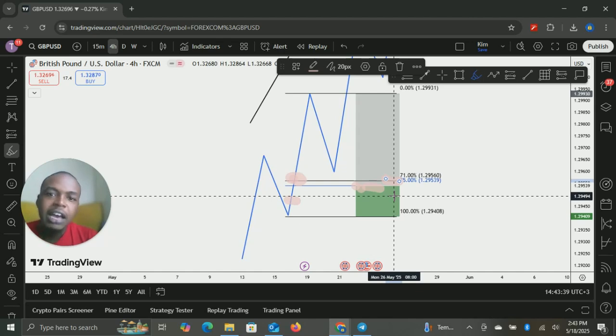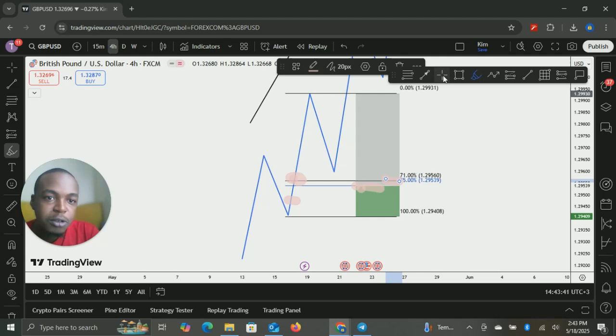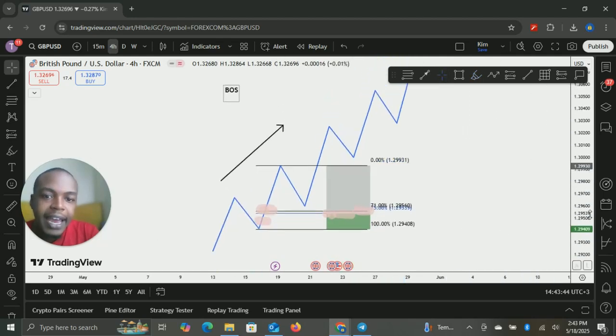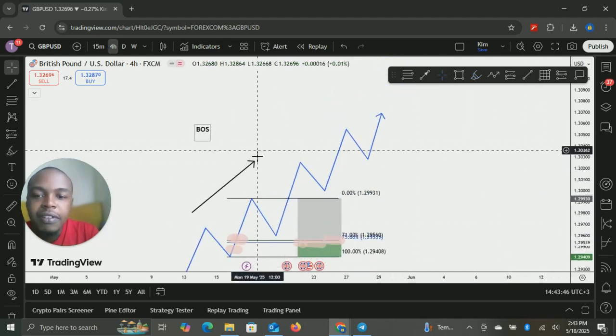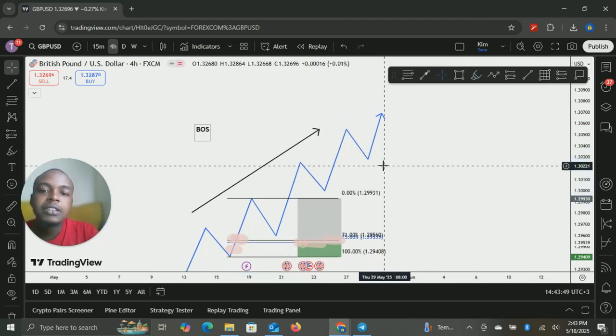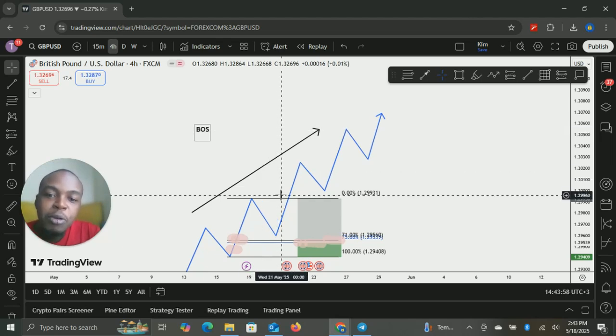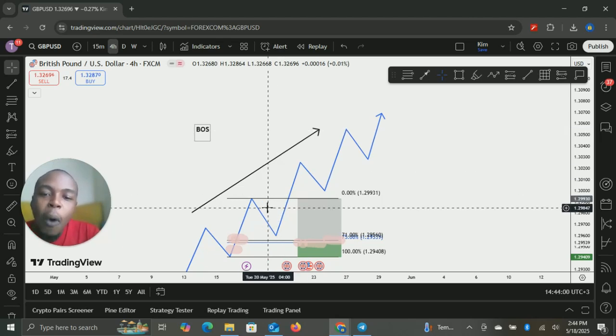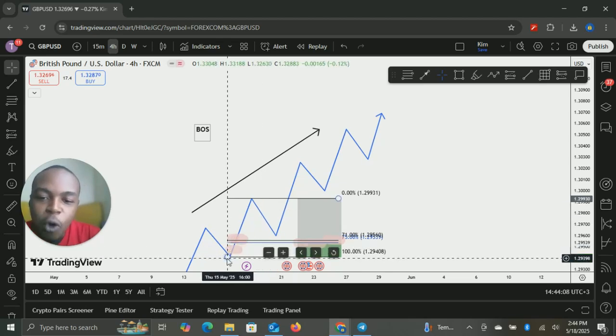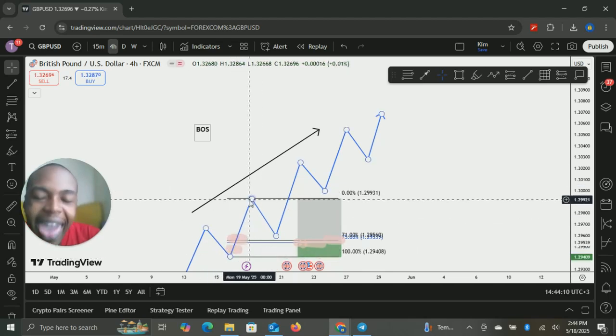What have we said? First of all, the very first thing you need to do is identify the trend. Identify the trend of the market. First of all, know, is it a bear market or is it a bullish market? If you understand if it's a bear or a bullish market, then you get to understand where to draw your fib level. If it's a bull market, we said you draw from the lower high to the higher high.